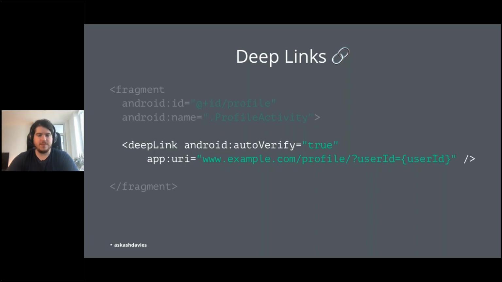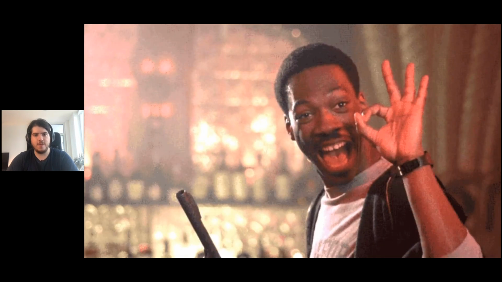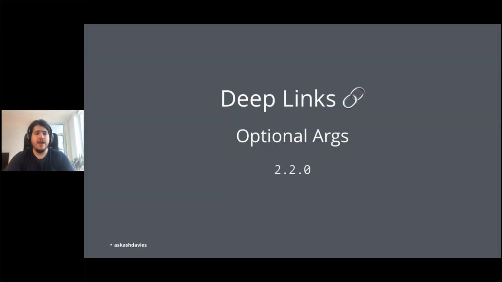I think you can have query parameters as well. I don't think there is a way of having a catch-all. You have to actually name each parameter, which is a bit of a pain, but generally this is quite nice and it's solving a lot of problems for us. So optional args are available in 2.2.0, but I think this is moot as we are further along than that.